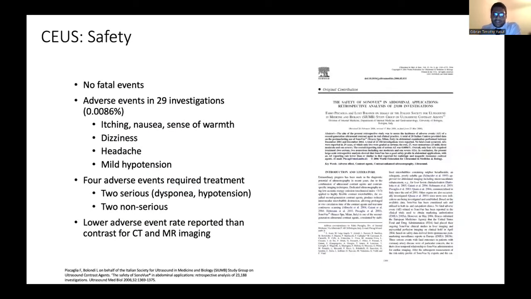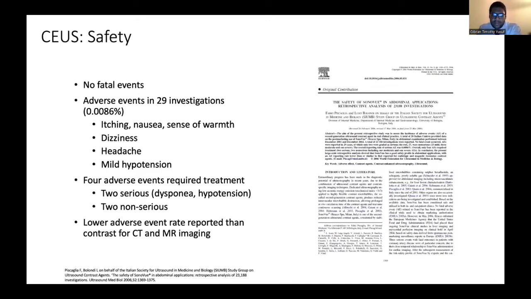Now, the first question that anyone asks, and perhaps rightly so, and your managers, etc., will ask you, is this safe? Because that's fundamentally what we're all here for, is something that is safe. And this is probably one of the most well-researched contrast media there is. The adverse reaction rate from this huge study from the Italian group of 23,000 was 0.0086%. Things like itching, nausea, dizziness, headache, hypertension. So it's not uncommon to see these things.